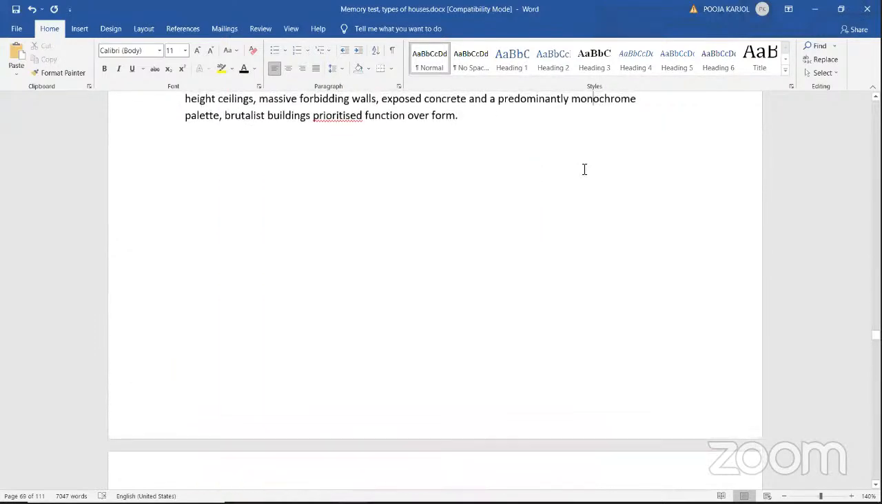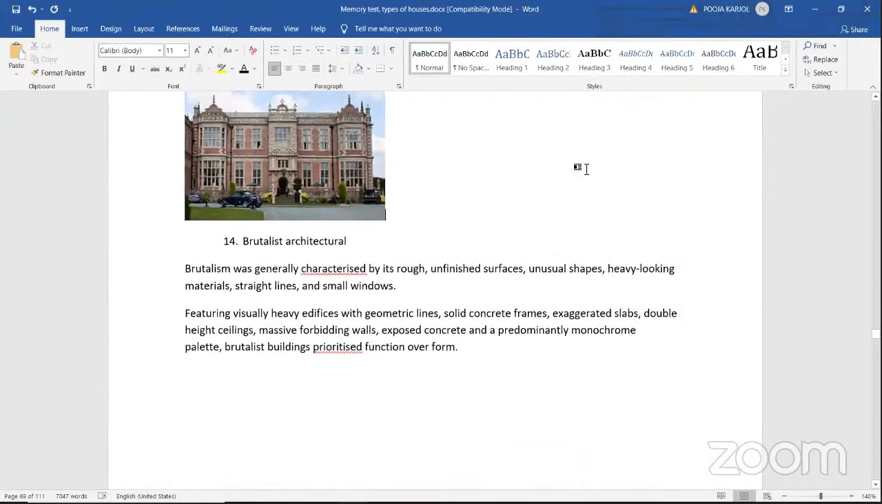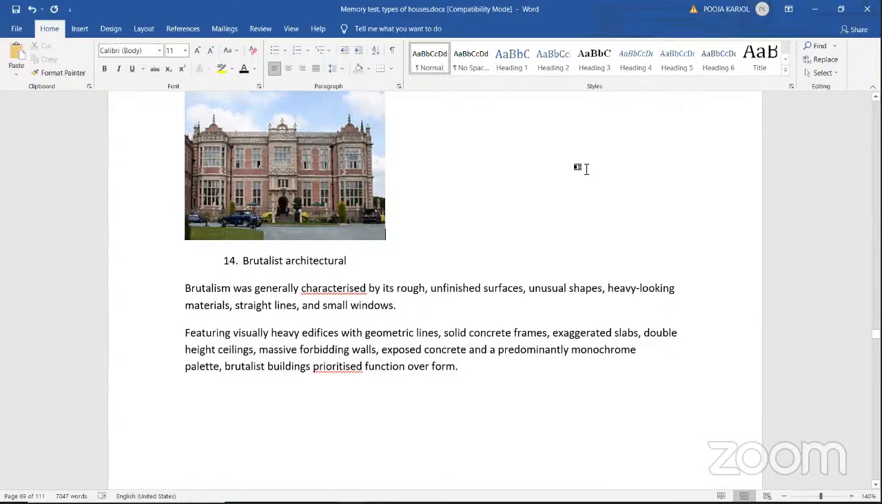Brutalist. Here, function over form is the principle used. Rough, unfinished surfaces, unusual shapes, heavy looking materials, straight lines, and small windows. This is the one used for high demand places.